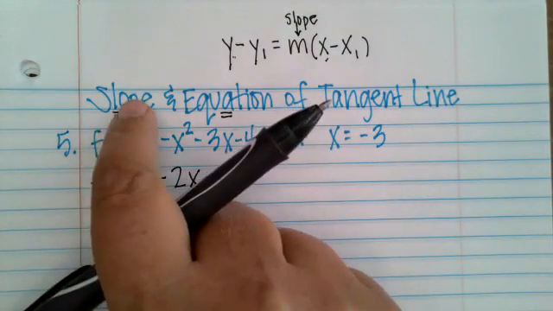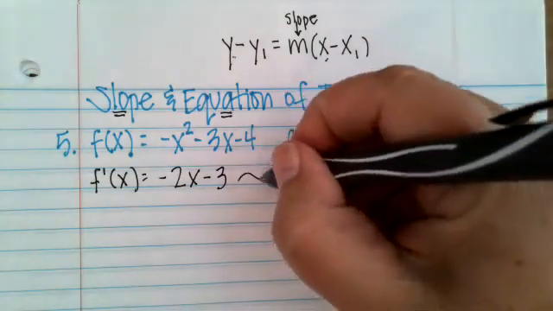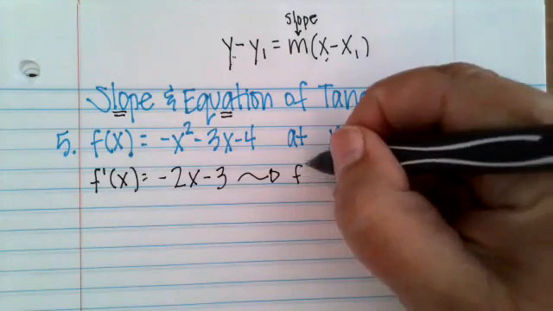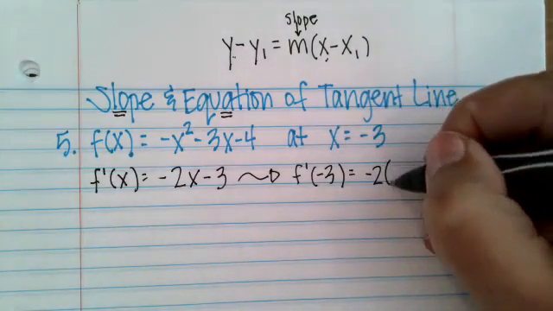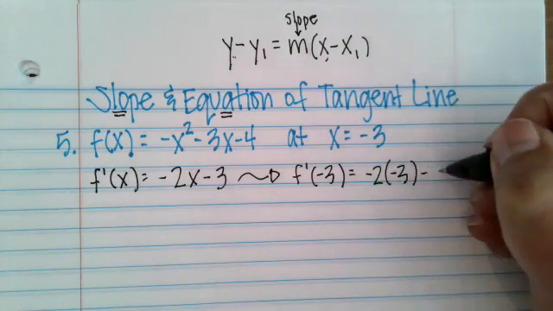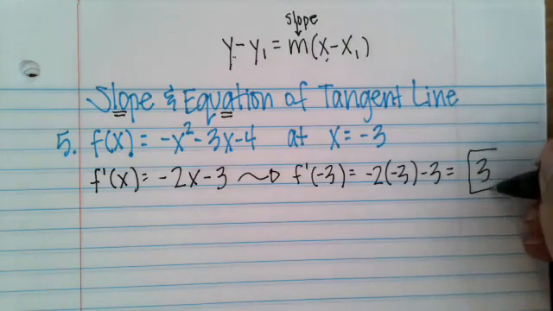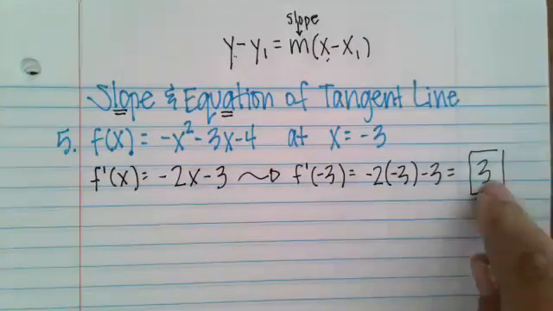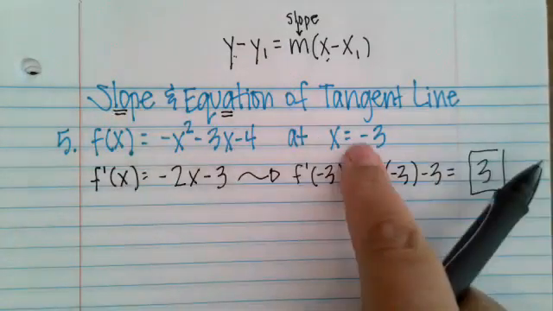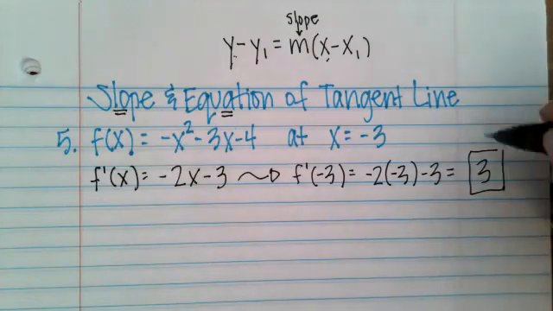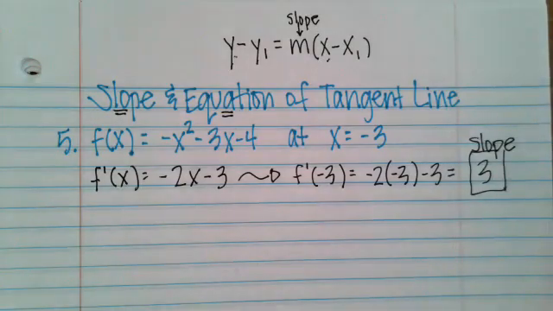So if it says what's the slope at x equals negative 3, all I have to do is take that and plug in negative 3, which would be negative 2 times negative 3 minus 3, which would be 6 minus 3, or 3. So if I was doing a question and it just said, what is the slope? I would say 3. The slope at negative 3 is 3. Okay, that's the slope. But sometimes it says, what's the equation, right?